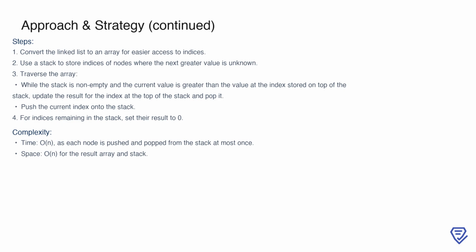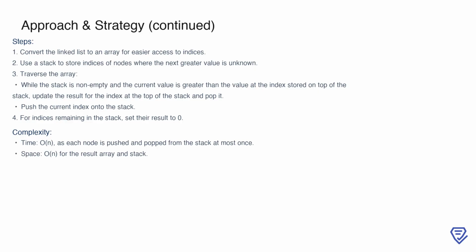First, we convert the linked list into an array, which allows easier access to indices. Then, we use the stack to track the indices of nodes for which we haven't yet identified the next greater value. As we traverse the array, if the current value is greater than the value at the index stored on top of the stack, we update the result for that index and pop it from the stack. This process continues until the stack is empty or the current value is no longer greater.